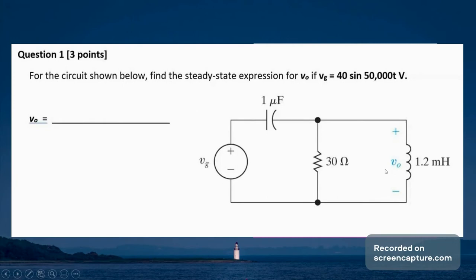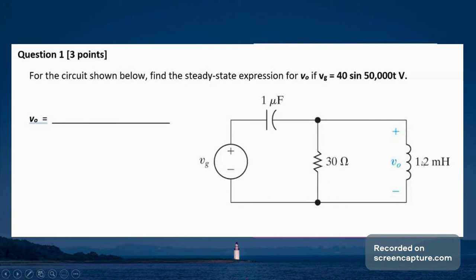And how you would do that is first you need to find the impedances of this inductor and this capacitor right here. So, if we do that, we can find that for the capacitor, the impedance is negative J20 ohms and the inductor is J60 ohms right here.